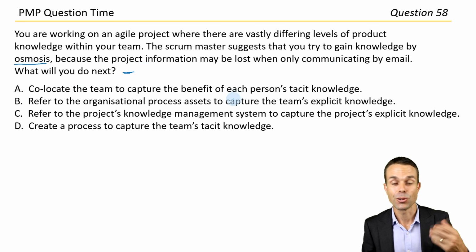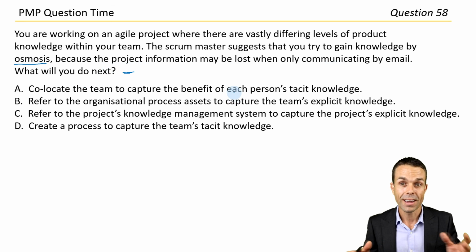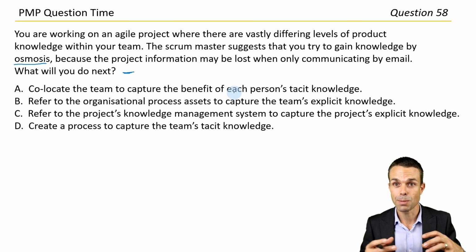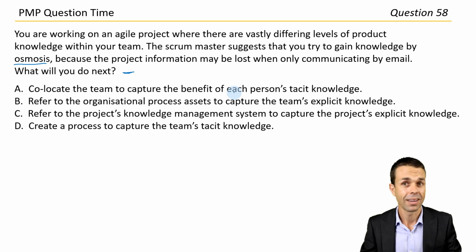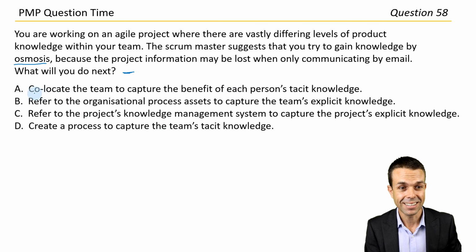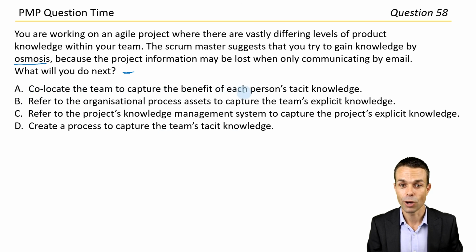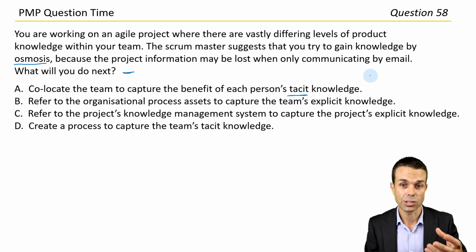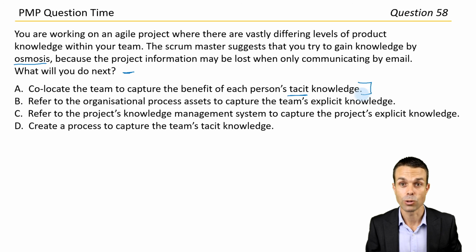So how do we do things by osmosis? We've spoken about this before. It's when we're all co-located in the same space so that we can overhear conversations, and information is just seeping into our brain because we're overhearing it naturally, and we're close to the action, close to the things that are happening. This is such a powerful method, and it really does work. And I can see: co-locate the team to capture the benefit of each person's tacit knowledge. That's knowledge that they can't readily explain. So it just happens in those conversations. I think that's actually really good.